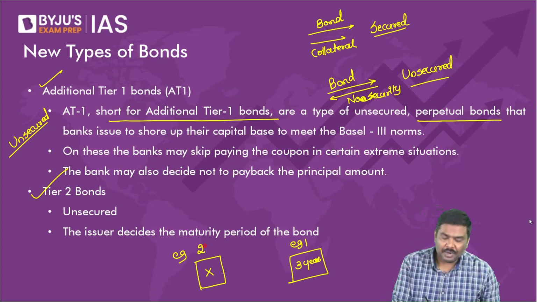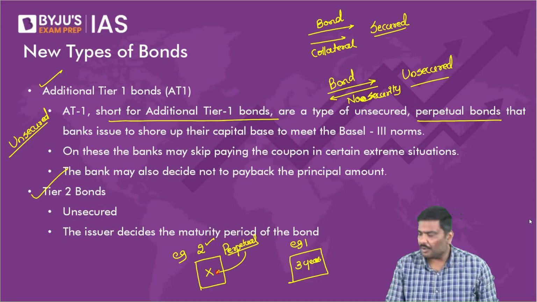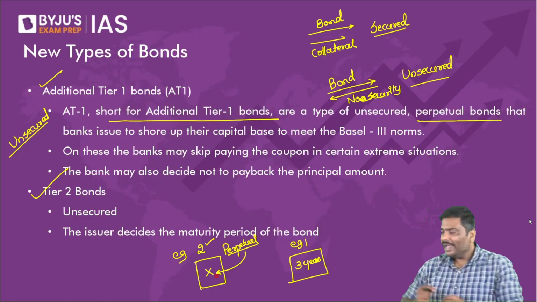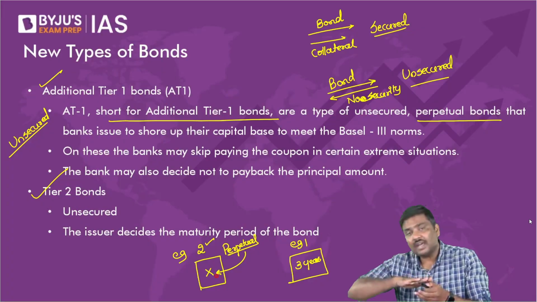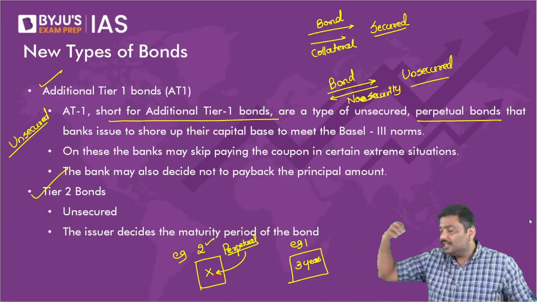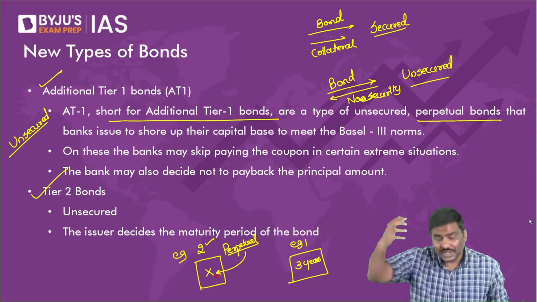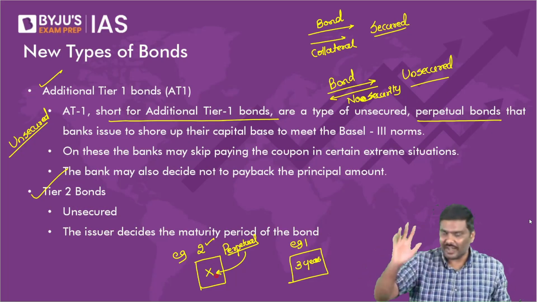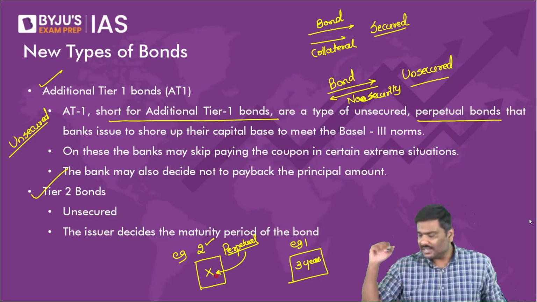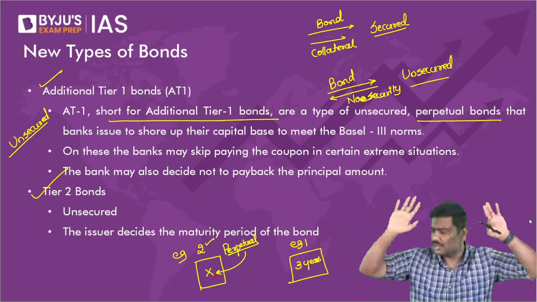Can I say example 2 is a perpetual bond? Let me know. Perpetual bond means a bond which does not have a fixed maturity period. The issuer, I repeat, the issuer will decide when to repurchase it. The issuer might decide to repurchase it after 5 years, or after 10 years. It is entirely up to the issuer.